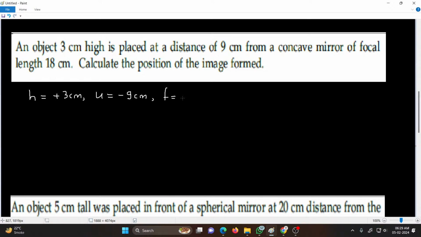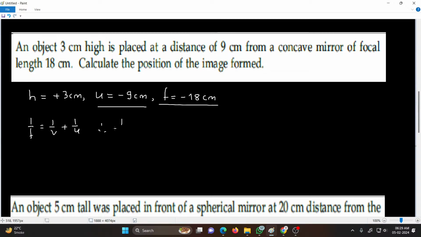Mirror is a concave mirror, so focal length is minus 18 centimeter. And you have to calculate the position of the image. So very straightforward question. We should use formula 1/f is equal to 1/v plus 1/u. F is given here, U is given here. From that you can calculate V.